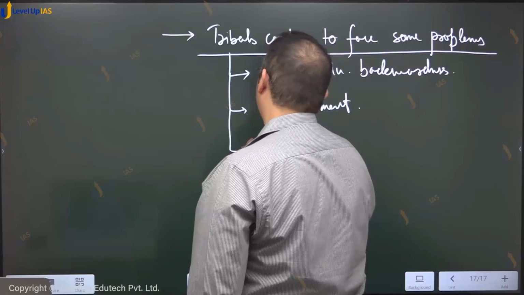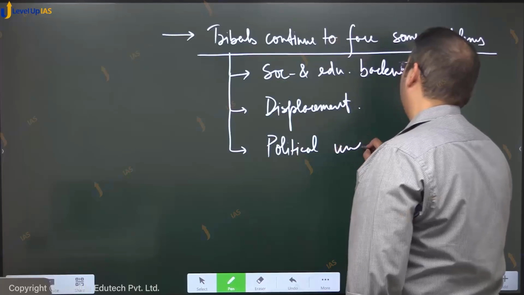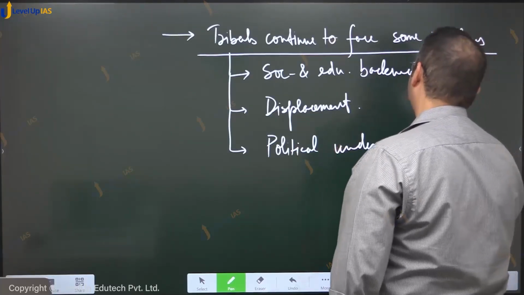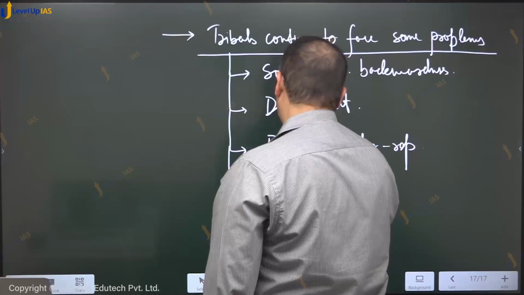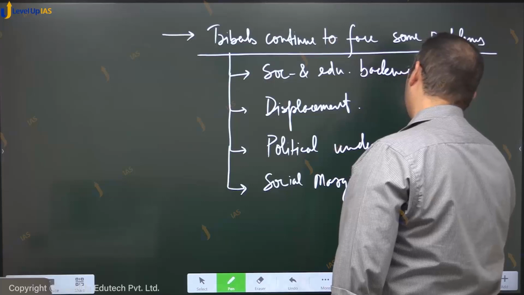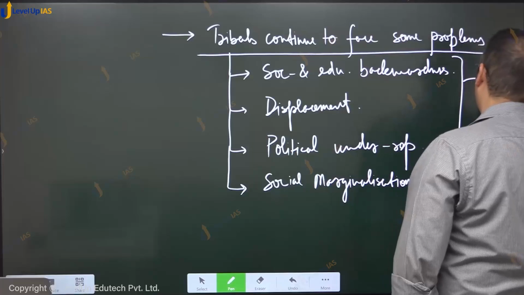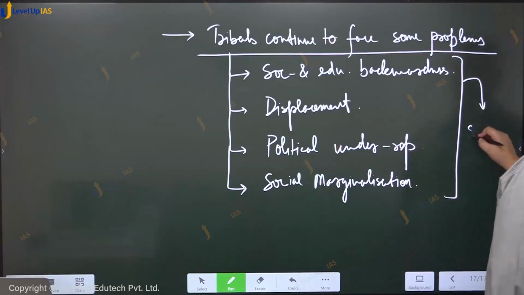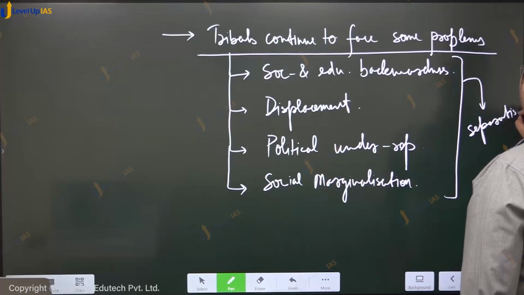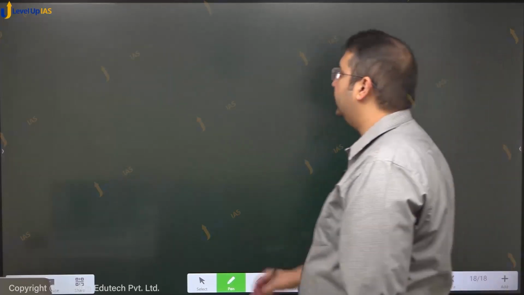displacement due to land acquisition, political underrepresentation, and social marginalization that has contributed to a latent feeling of separatism lingering on within certain sections of the tribal population. This has weakened or continued to weaken national integration. And solution क्या होगा इसमें?